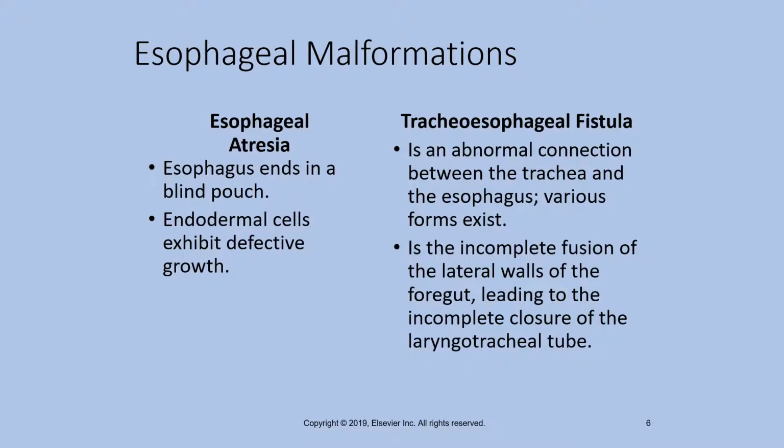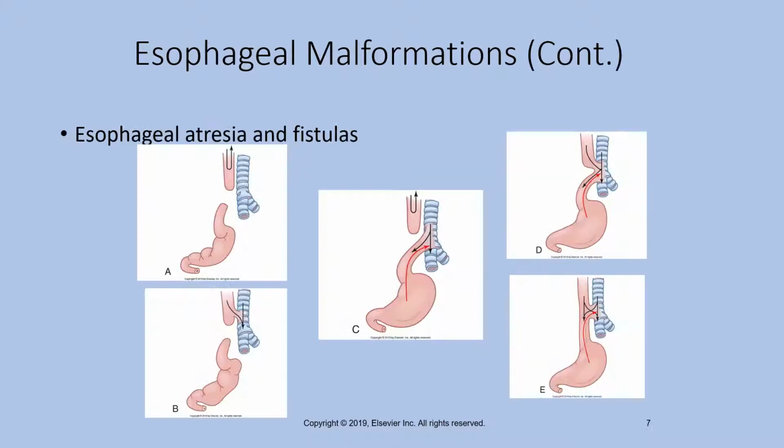Esophageal atresia: the esophagus ends in a blind pouch. Endodermal cells inhibit it, causing defective growth. And then you can have tracheoesophageal fistulas, an abnormal connection between the trachea and the esophagus. Various forms exist. This is an incomplete fusion of the lateral wall of the foregut leading to incomplete closure. These tracheoesophageal fistulas can be quite difficult and deadly.